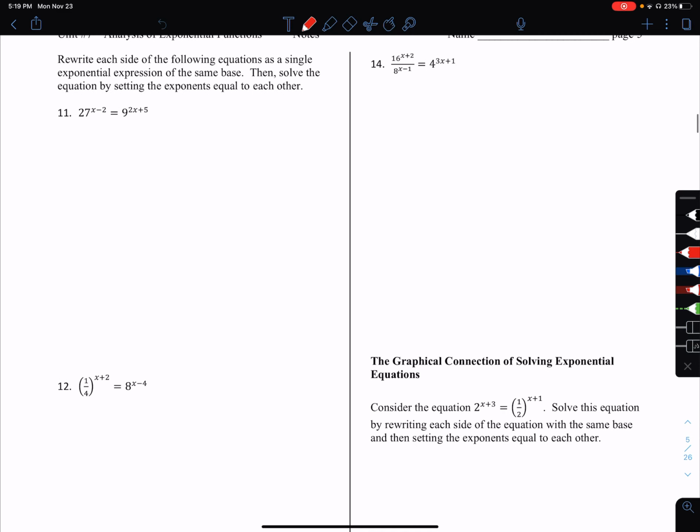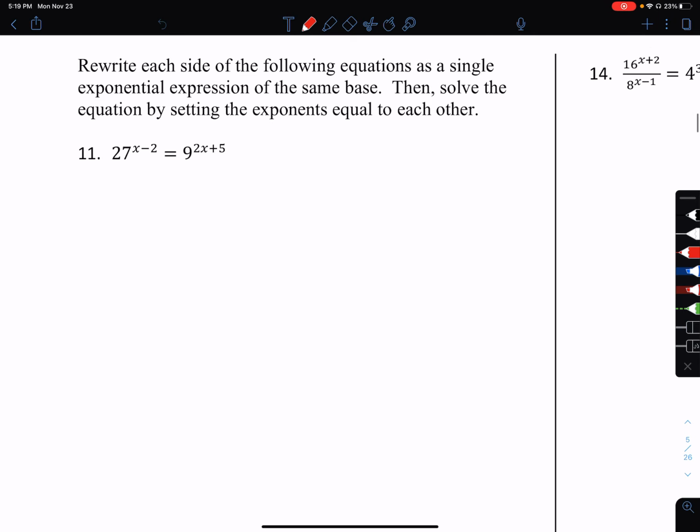We're still on notes 7.1. The directions are to rewrite each side of the equation as a single exponential expression of the same base, then solve the equation by setting the exponents equal to each other. We're trying to use the property of equality here. Property of equality says if we can get both sides to have the same base, right now this is 27, this is 9, then we can set the exponents equal to each other.